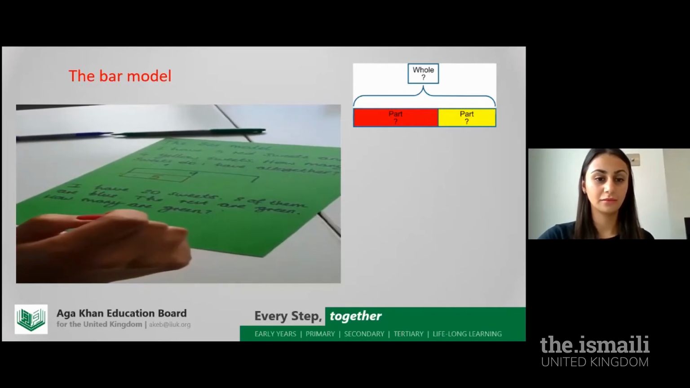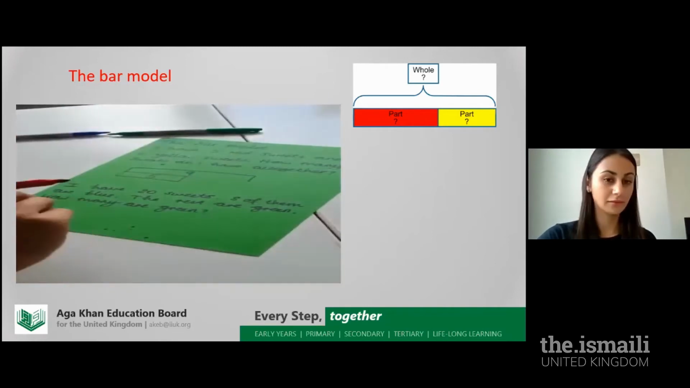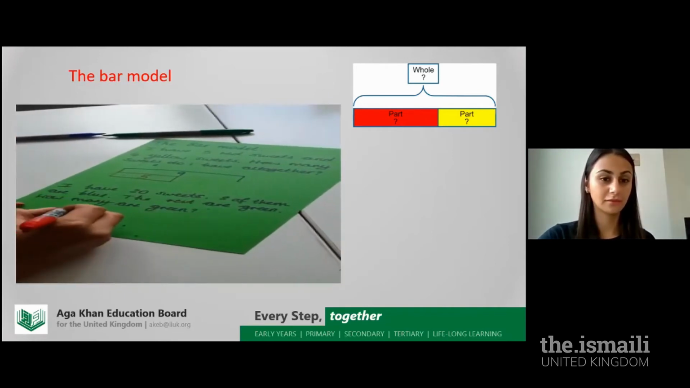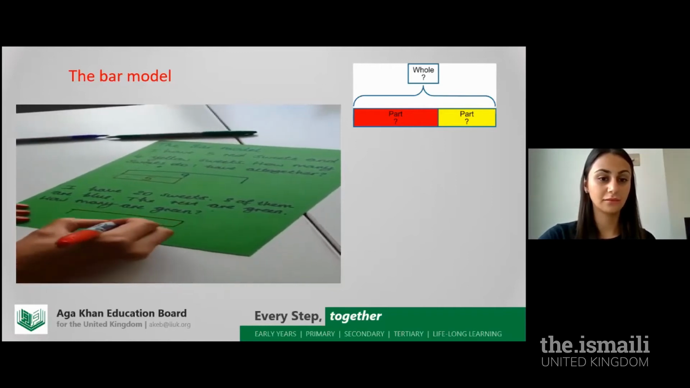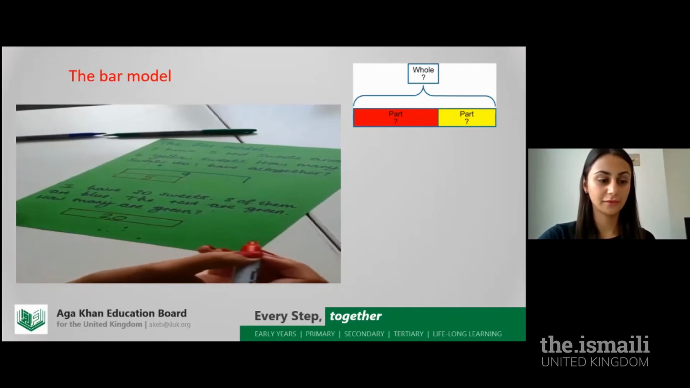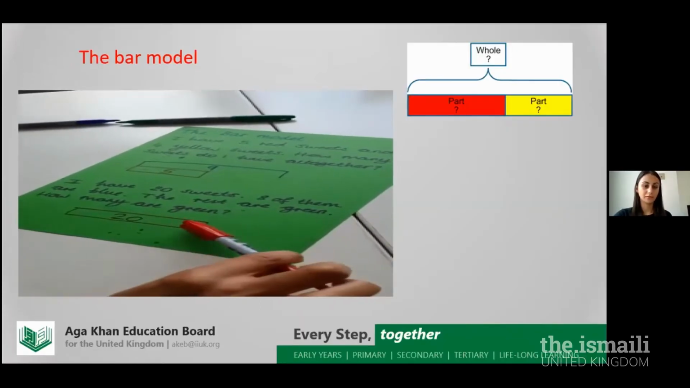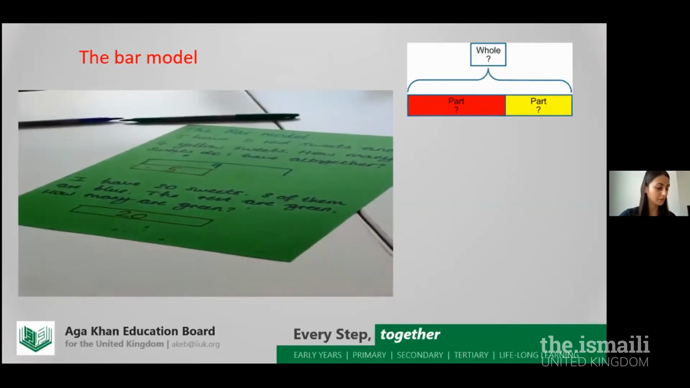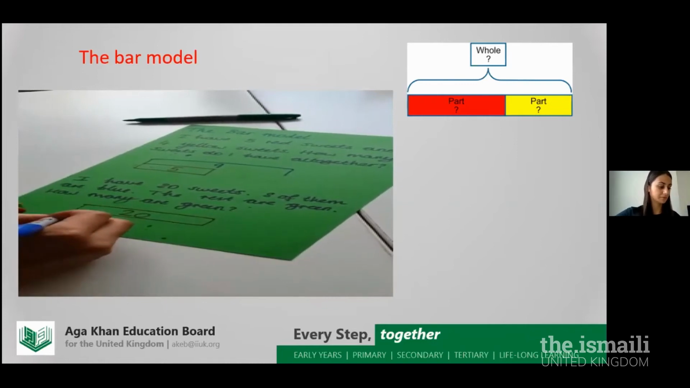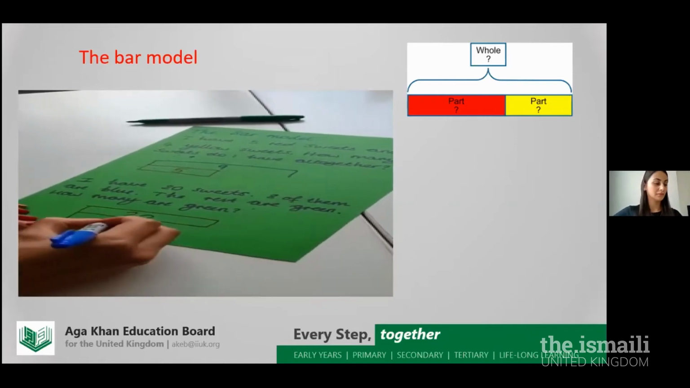How many are green? So let's take a look at what information we do have. I have 20 sweets. That's my whole amount of sweets, 20. So this time we're not working out the whole, we already have the whole. So I have 20 sweets altogether. 8 of those sweets are blue.